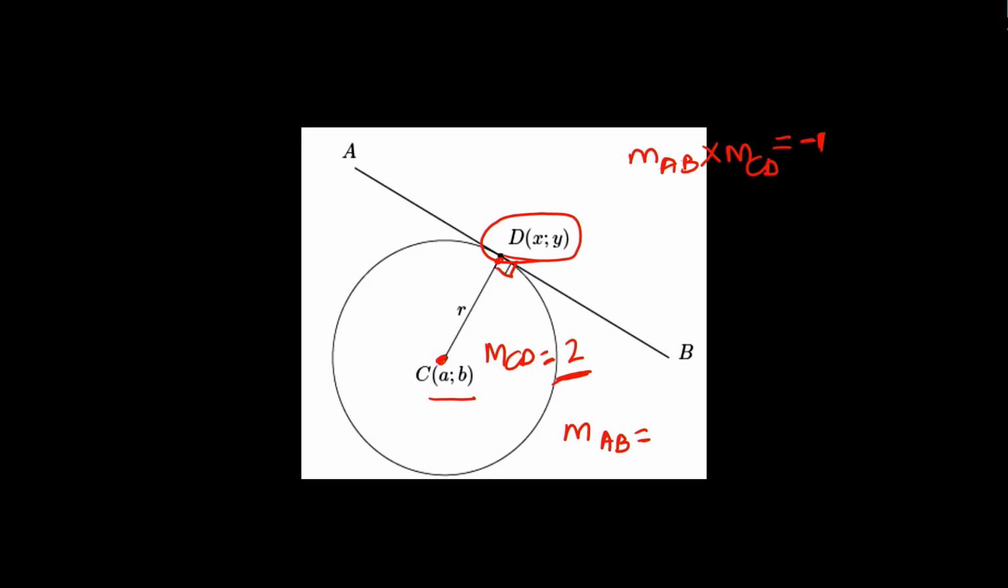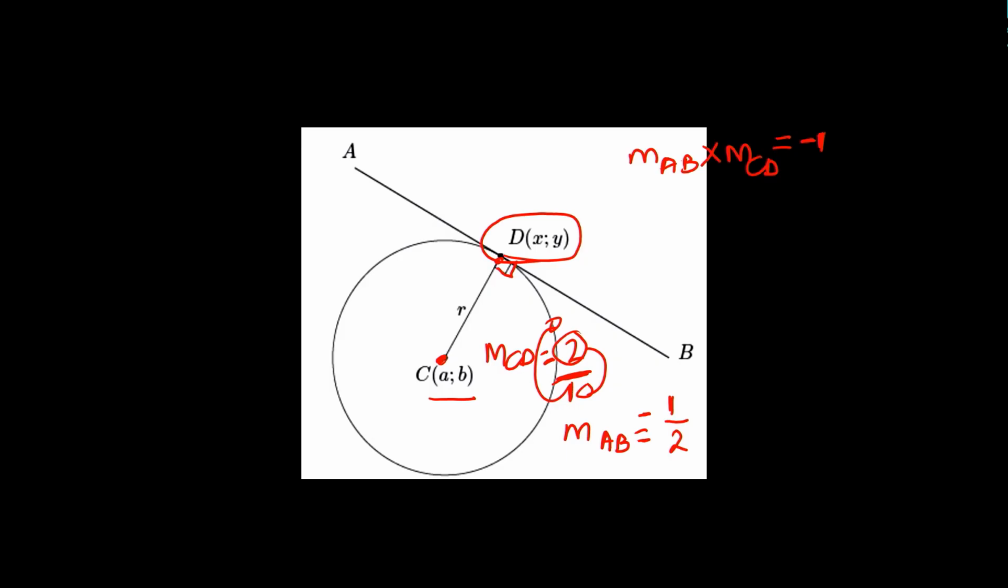So reciprocal means turn that fraction around so that the numerator becomes the denominator and the denominator becomes the numerator. So 2 can always be written as 2 over 1. Therefore, the gradient of the line AB will be 1 over 2. You see, we flip that number around. We take the reciprocal and you change the sign. So if the gradient of CD is positive 2, then the gradient of AB is negative 1/2.